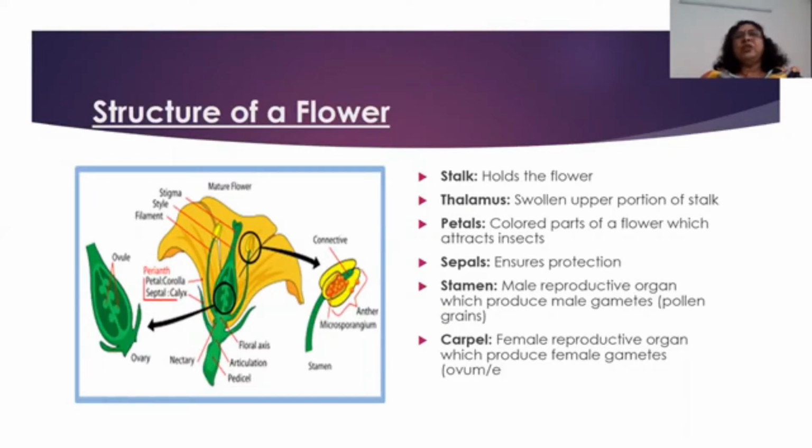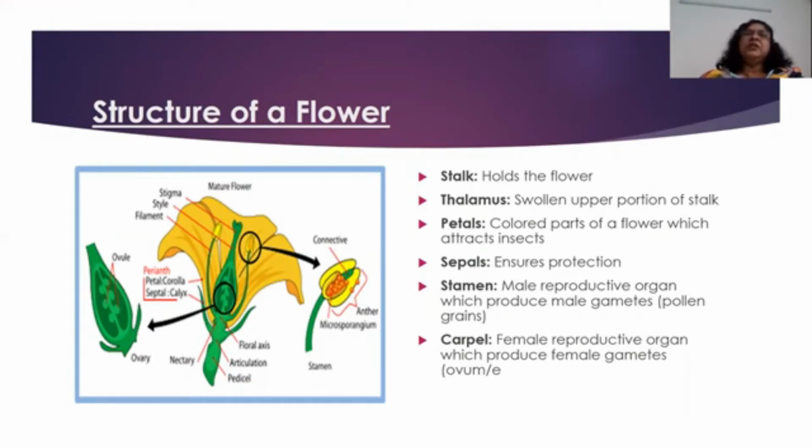Then there are 4 whorls. If all the 4 whorls are present, you call it a complete flower. The very first whorl, the calyx, that has the sepals. These sepals cover the bud and ensure protection. Then come the petals, that is the colored part. Attracts insects. Then the male reproductive part, that is the androecium, that consists of stamens.